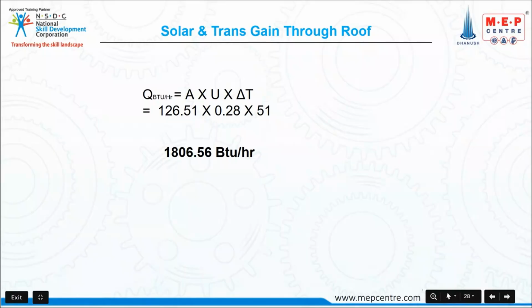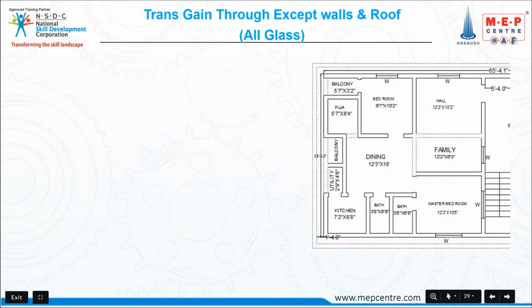Okay. So in today's session, we'll be calculating only transmission gain except wall and sunroof. Okay, transmission gain except wall and sunroof. Wall, sunroof में मैंने transmission gain calculate किया है. So now I'm calculating the transmission gain except that wall and sunroof.